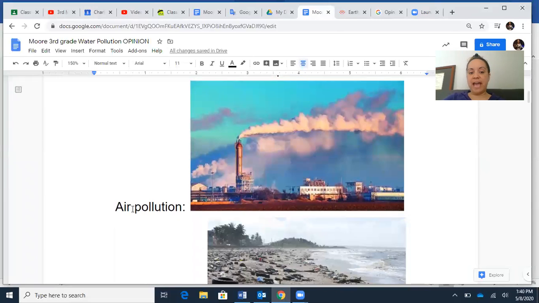This is a picture of air pollution. This factory is pumping out something into the air that is not supposed to be in the air. Can you imagine if a bird was flying through that smoke? If I were a bird, I would start choking, trying to fly through the air pollution. So air pollution is bad for animals and people because I would be coughing too if I was standing by that factory.